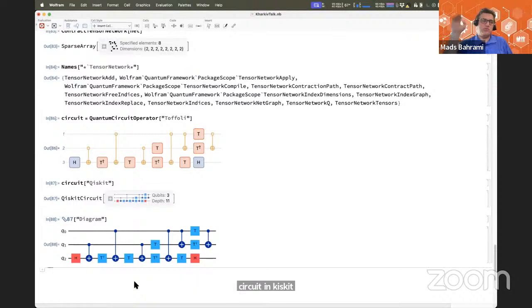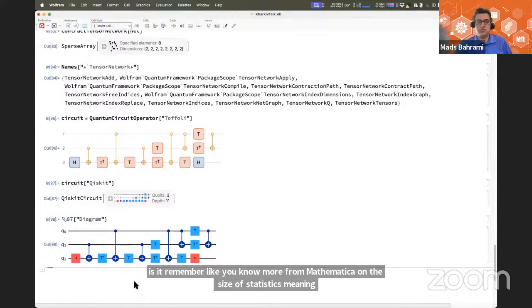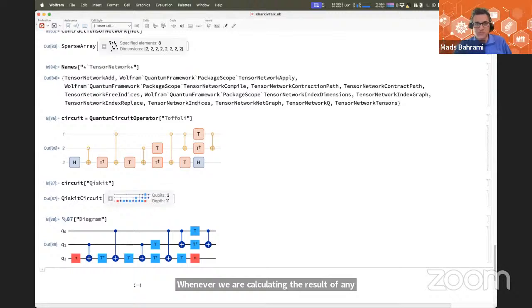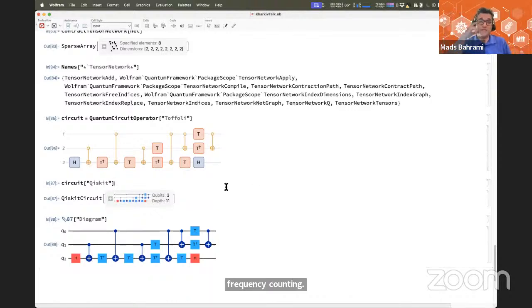Remember, Wolfram Mathematica understands statistics, meaning whenever we calculate the result of any quantum operation, which is a probabilistic description of the system, we do not do frequency counting. I want everyone to pay attention to that. For example, we don't run a circuit 1024 times to get the frequency of different events and say that, because it's large enough, it approaches the prediction of quantum theory. That's not what we do. We do those computations exactly because Mathematica understands statistics and probability. That's one fundamental difference between us and other quantum platforms.